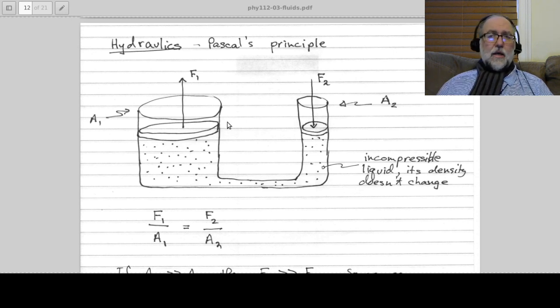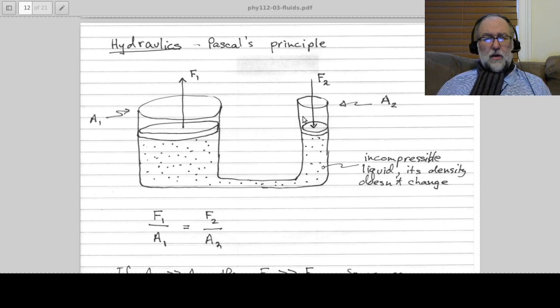And that kind of makes sense because if I'm pushing down and increasing the pressure there, and the fluid's incompressible, the fluid is just going to communicate that pressure throughout, all the way to the other side, like that. So this is static, so things aren't moving.